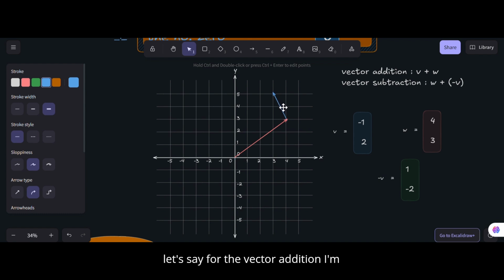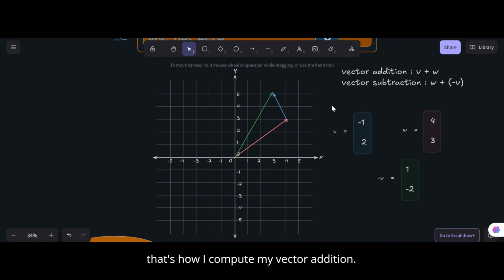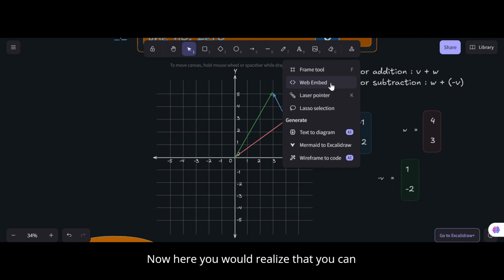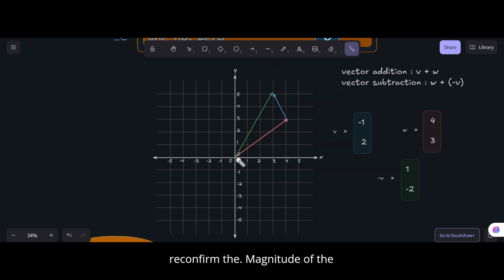So let's say for the vector addition I'm going to move it to the head of the first vector. For me to compute the resultant, what I'm going to do is join the tail of the first vector with the head of the second vector, and that would give me the resultant. It's basically like saying joining the initial and the final position from where you started and where you have ended. So that's how I compute my vector addition. Now here you would realize that you can reconfirm the magnitude of the components as well.